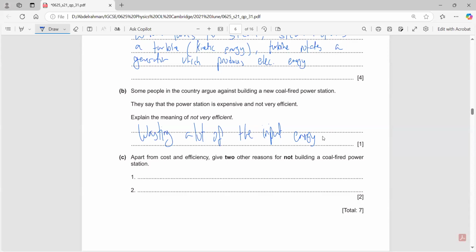Apart from the cost and efficiency, give two other reasons for not building a coal-fired power station. Why shouldn't I build a coal-fired power station? Definitely pollution. What type of pollution? You need to say air pollution. You could say non-renewable. You could say greenhouse effect, global warming, acid rain.